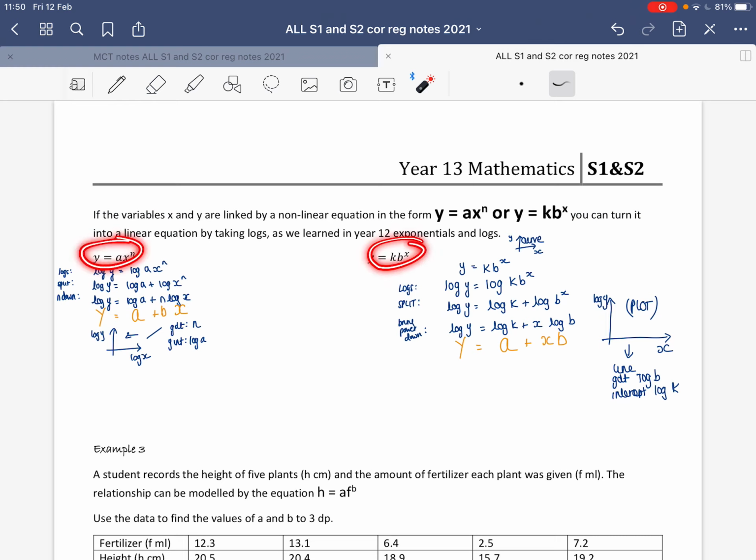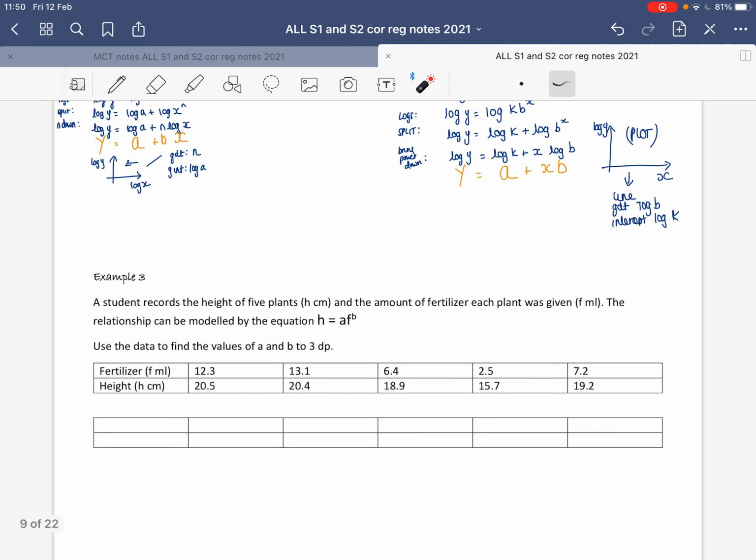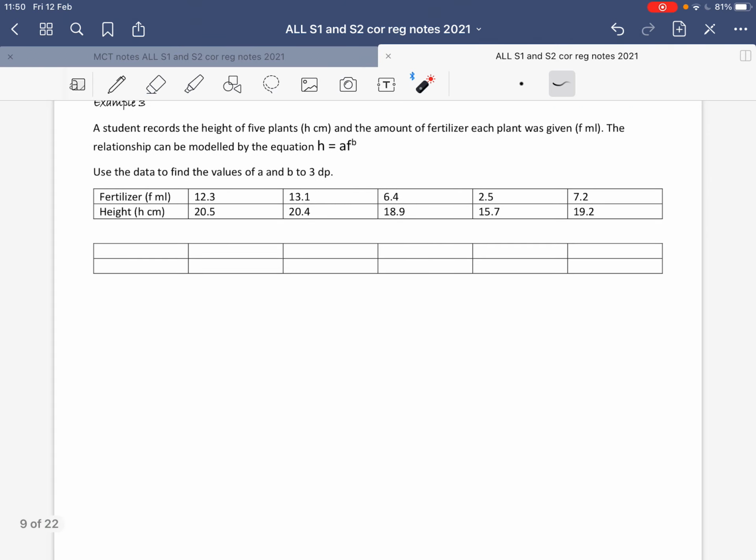So we're not going to learn rules according to what type of curve it is. We're going to take logs each time. Now let's see how it feeds into these types of questions.